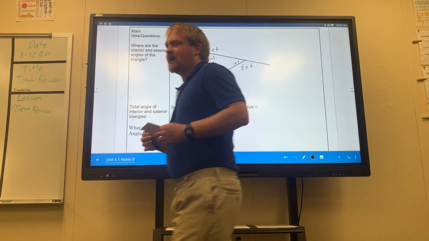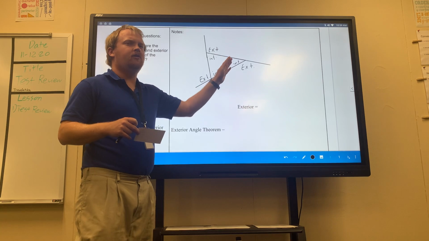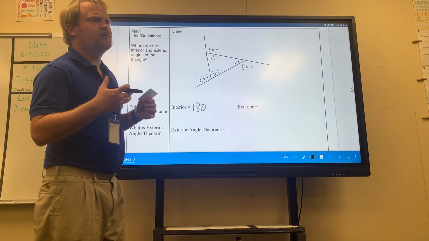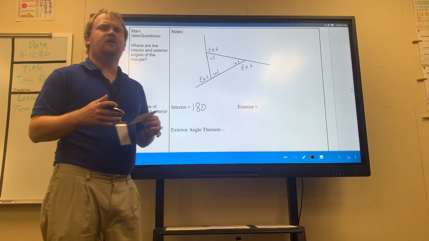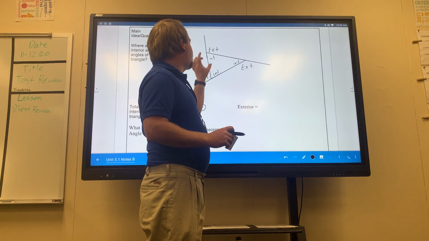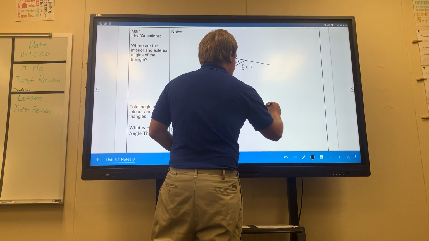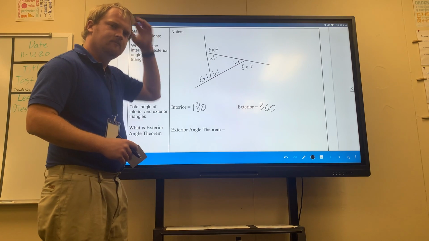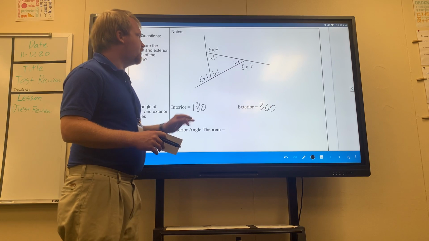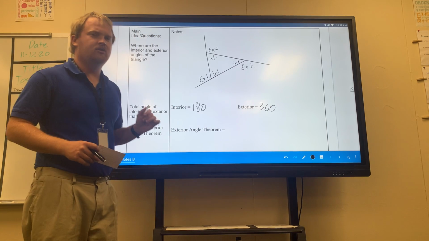However, if we add up all the angles of the interior angles, it'll actually give us 180 degrees. So we know the sum of the interior angles of a triangle is 180 degrees. However, if we take the sum of every exterior angle, it'll add up to 360 degrees. Kind of unusual, but it does work out. So anytime I have three exterior angles, they're going to add up to 360 degrees.